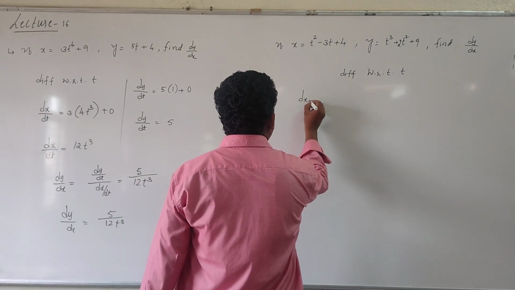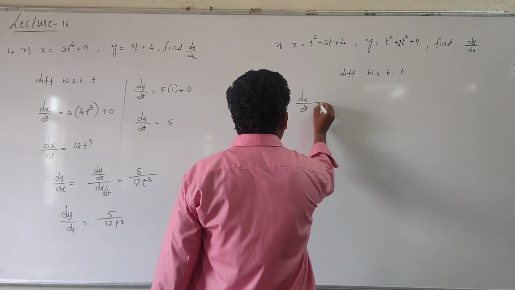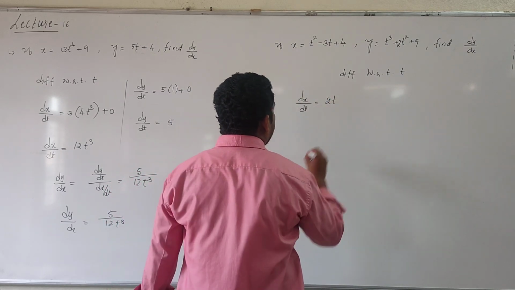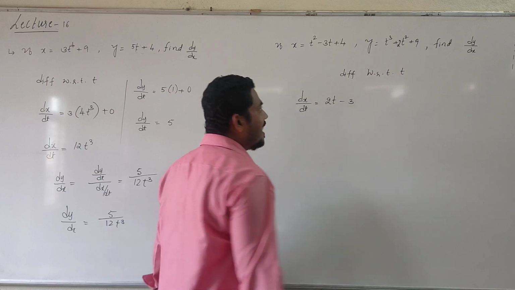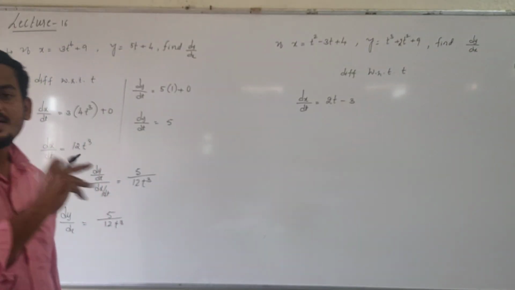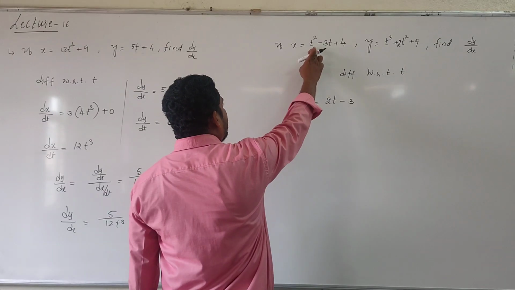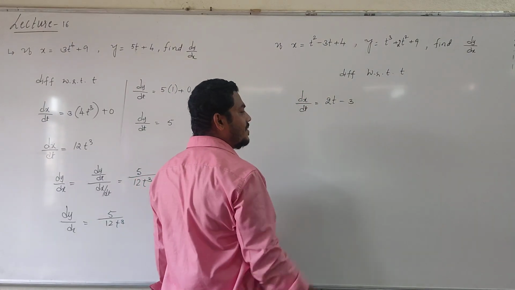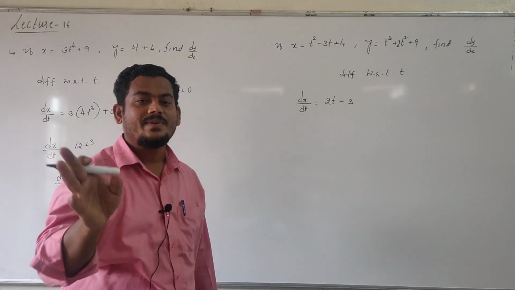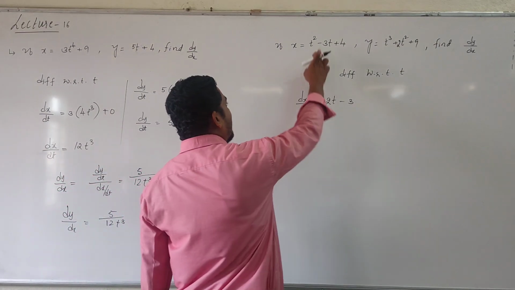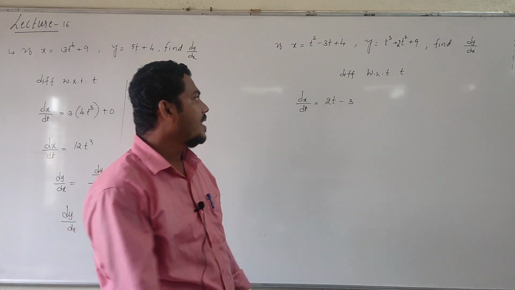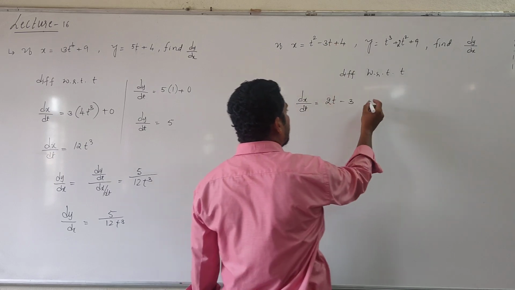Then what is dx by dt? Dx by dt is equal to 2t minus 3. It is like x square minus 3x plus 4 only, instead of x, t only. Differentiation of t square by using the x raised to n formula: t square differentiation is 2t, like x square differentiation is 2x, and minus 3 remains as it is. T differentiation with respect to t is 1 and differentiation of 4 is 0.